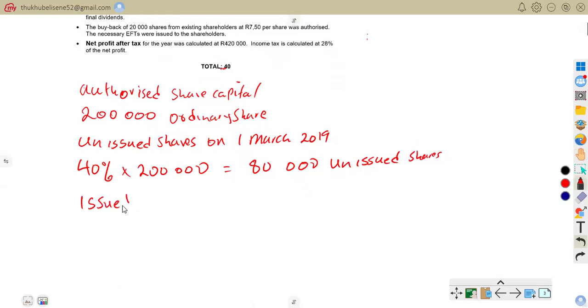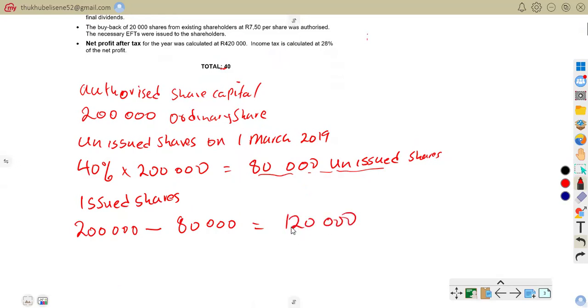Issued shares, as now we know our unissued shares. So the issued shares, this is where we're going to say 200,000 of authorized share capital minus unissued shares of 80,000. Then it will give us 120,000. So 120,000 is our issued shares. Hope we understand all this. So that is that.